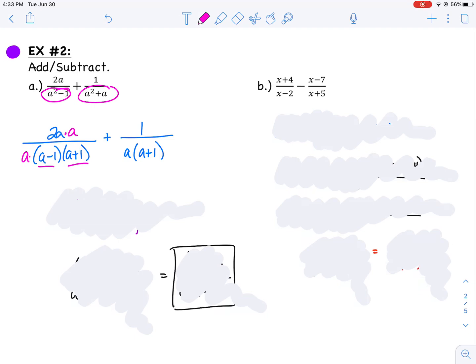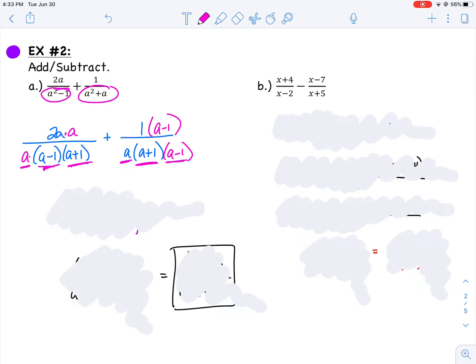Let's go ahead and look at the second fraction now. My second fraction has an a, it has an a plus 1, but what other factor is it missing that the first fraction has? It looks like it's missing an a minus 1. I'm going to make sure I put it on the bottom and the top to keep my fraction balanced. All right, now if you look at my denominators, they both have a's, they both have a minus 1s, and they both have a plus 1s. So now they have a common denominator.